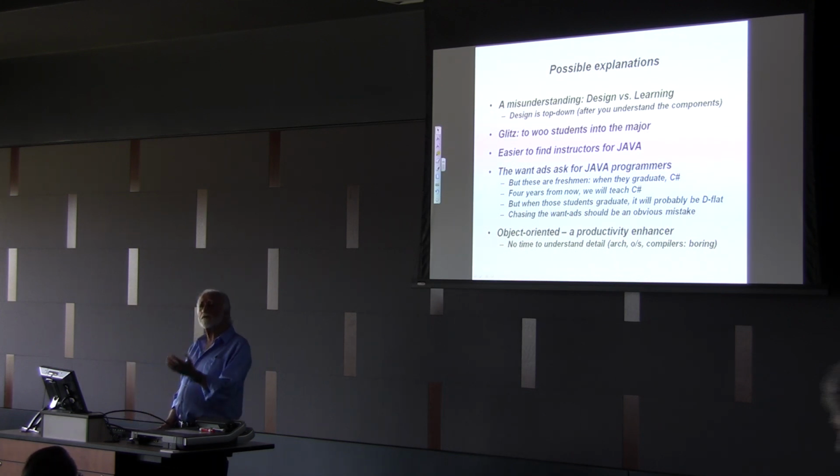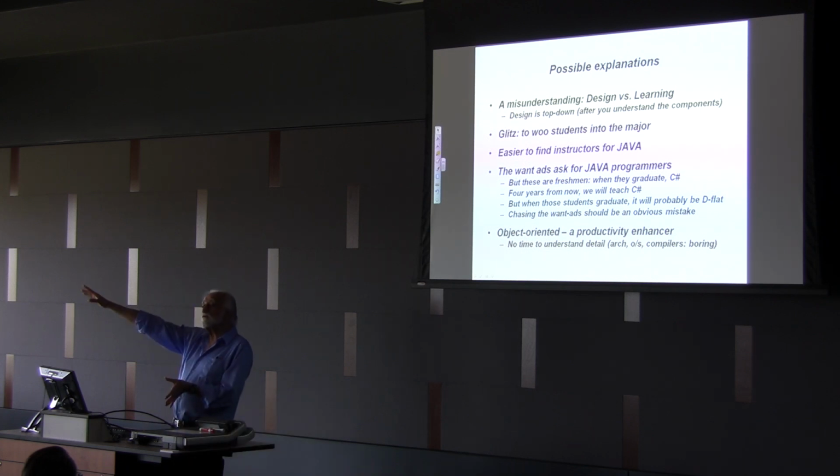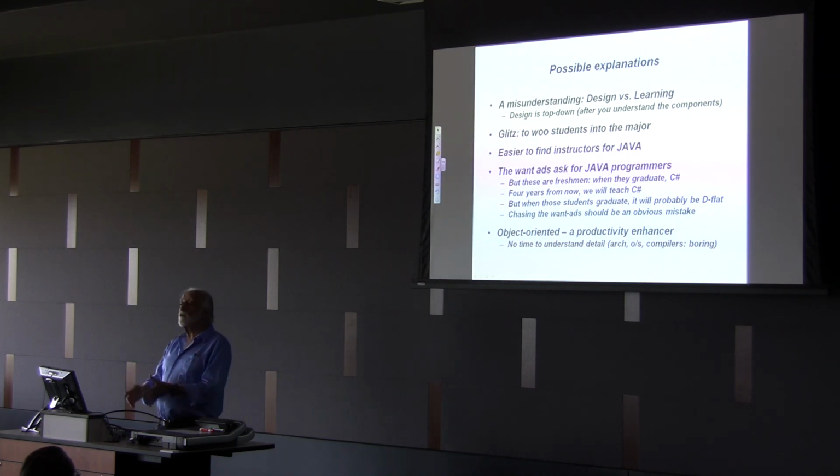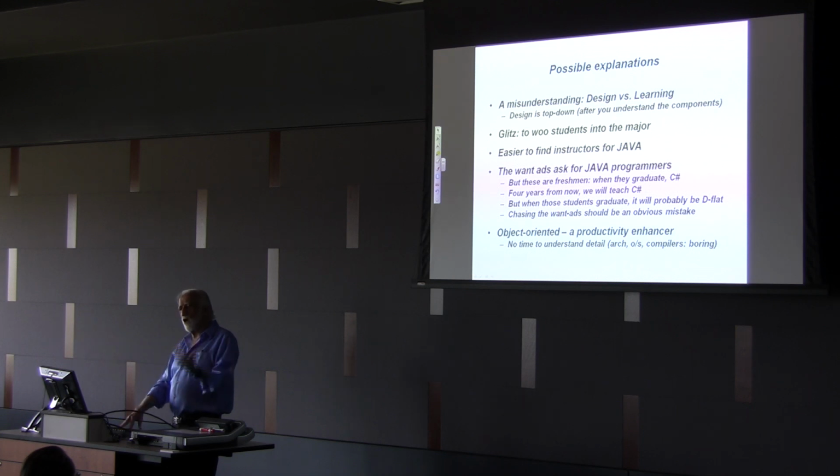It'll be C#. Right? So we teach Java now, because when we get to Java 4 years ago, Java programmers were wanted. We should be teaching C#. We don't. We teach Java. 4 years from now, we'll be teaching C#. But that student won't graduate for another 4 years, will be B flat. Right? So this is following the want ads.